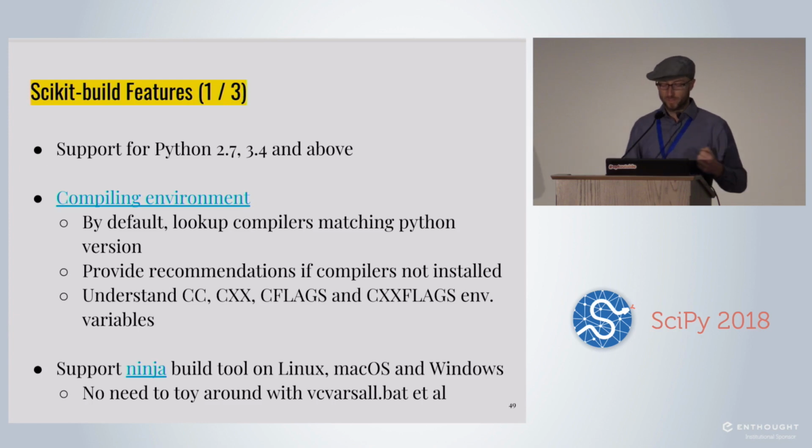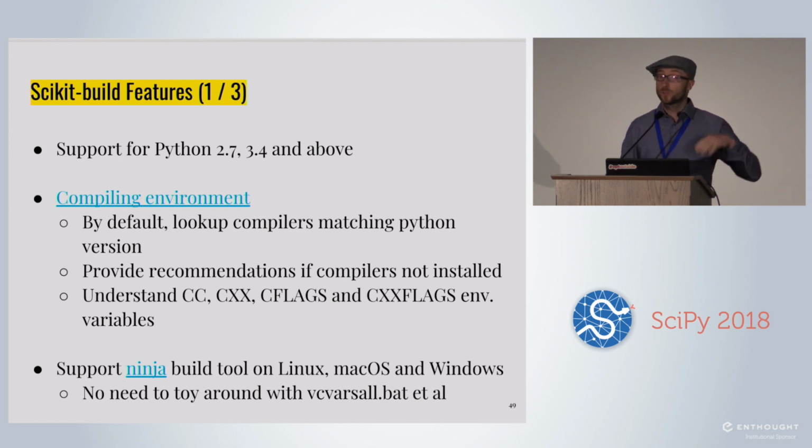What are the features? Support for Python 2.7, 3.4 and above. Compiling environment: by default, we look up the compiler matching the Python version. You don't have to guess, okay, you need to use the C++ compiler for Visual Studio 2008 for Python 2.7, Visual Studio 2015 for Python 3.5. It's going to expect that by default, but you can easily override that.